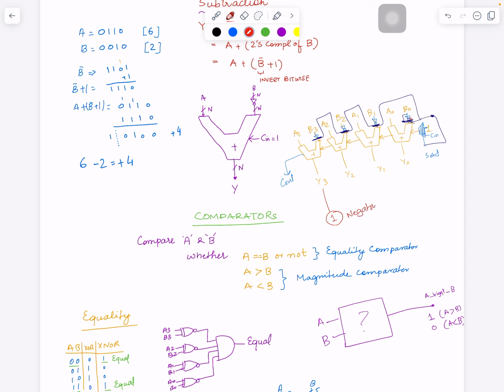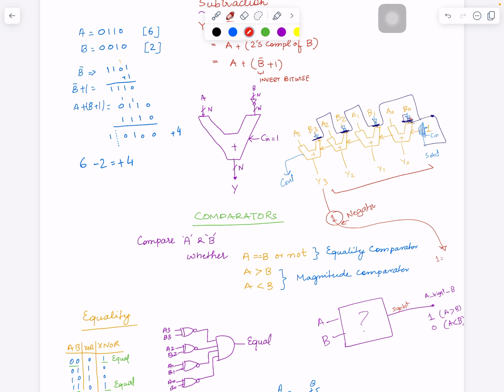Now it doesn't matter what values these have. If this one is negative, that means B was bigger, right? That means if this sign bit, let's say this is the sign bit, if we take this out, that's just the sign bit. When it is 1, that means A is less than B.